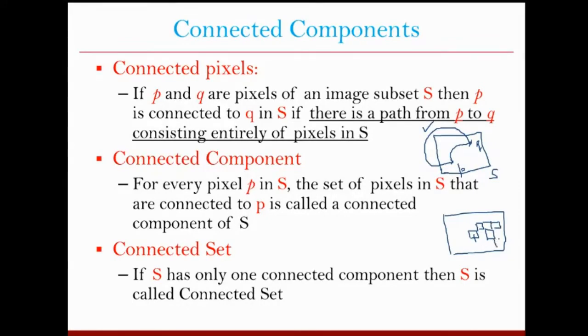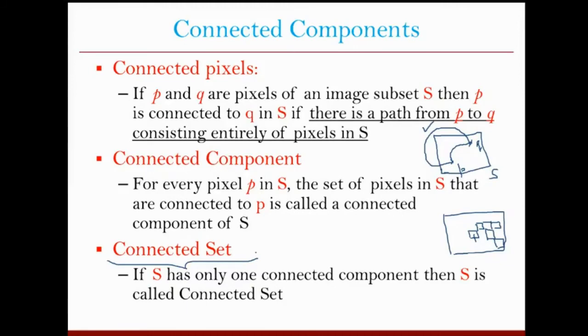So for any given pixel P, just find out what the other connected pixels with respect to P are, and that will collectively, if you put all those pixels together, define a connected component. Sometimes you will find that the connected component you are defining in your image contains all the points that you have in an image.